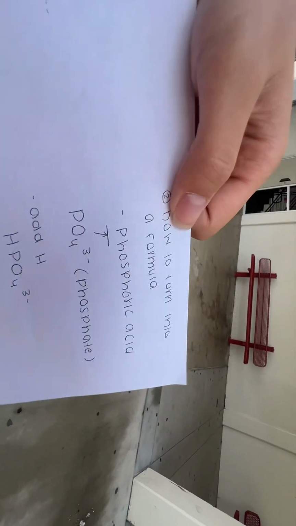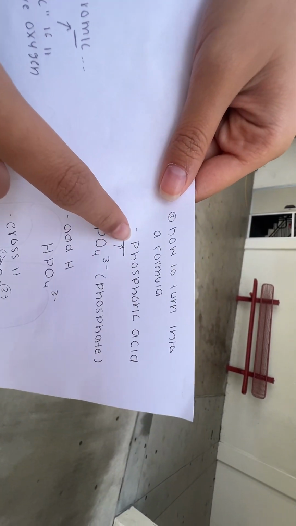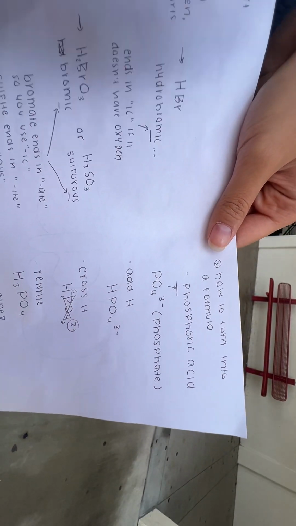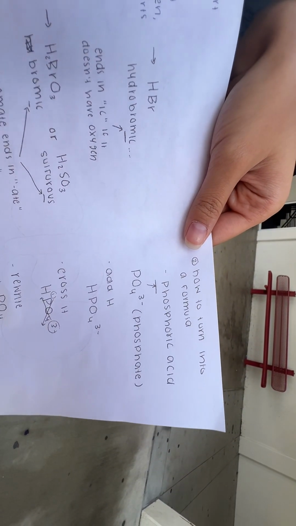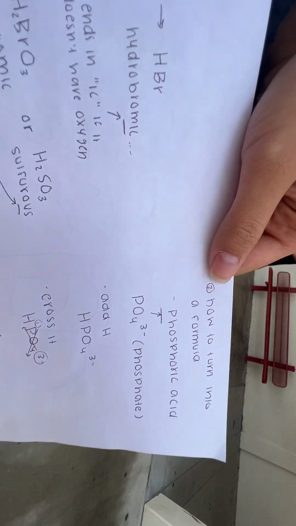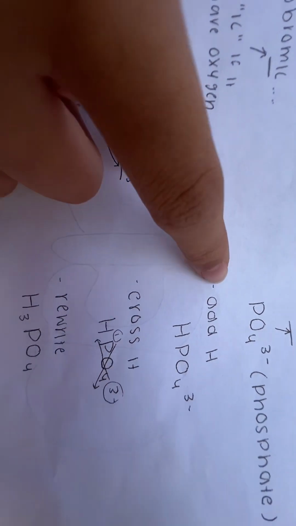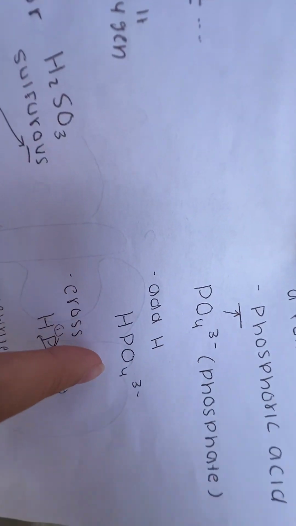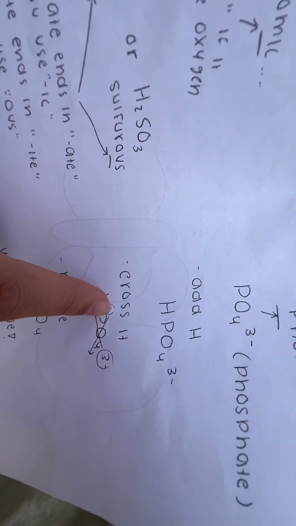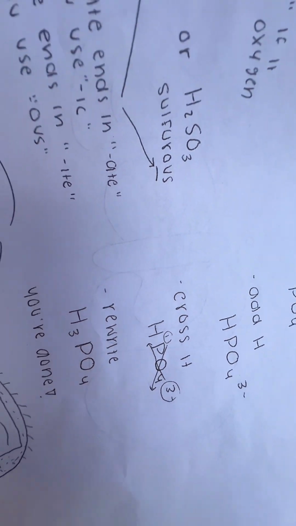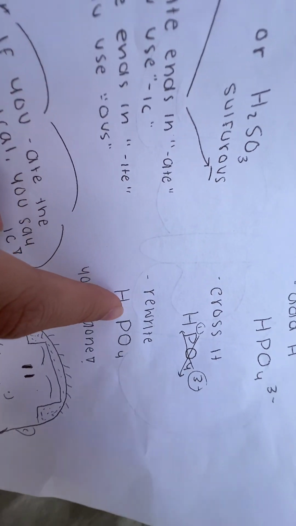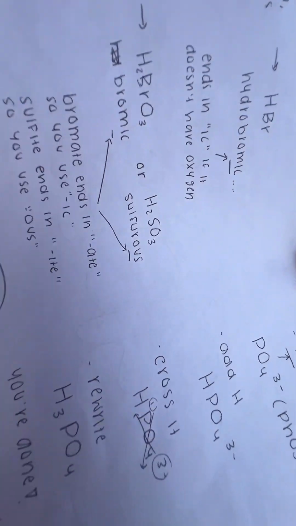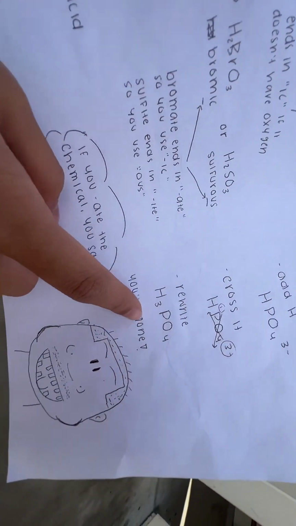And this is how you write it into a formula. We're going to use phosphoric acid for this. The parent ion is phosphate, and when you write it out, it's PO4 3-. You add the H to the formula because acids always include H, so HPO4 3-. Then you cross it, bringing the charges down and rewriting it. So as you see, we have H3PO4, because the 3 comes down, and the 1 comes down here. And then you're done.